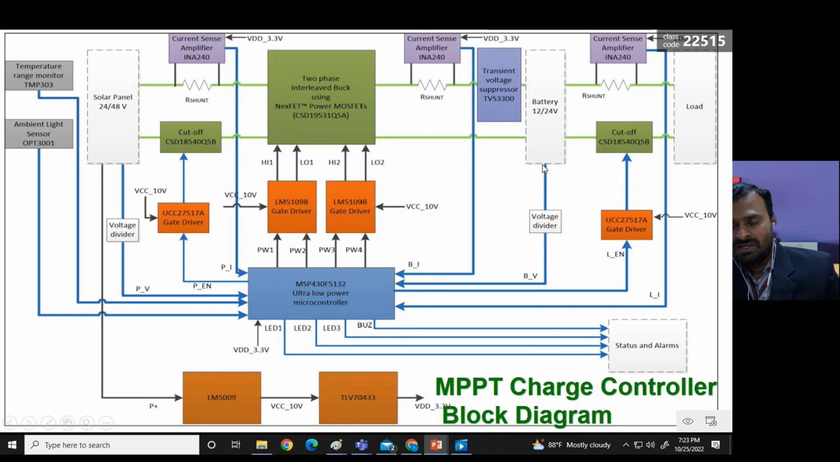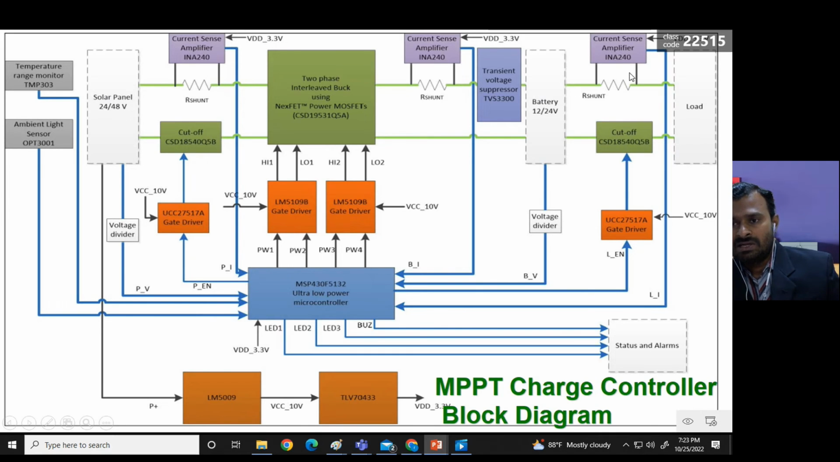In case the battery is already almost drained, the current to the load will be less, and it may not be able to drive the load. In that case, this battery voltage will give the input to this charge controller, and the charge controller will give the signal to this gate driver to switch off this switch, so that it will turn off the load.